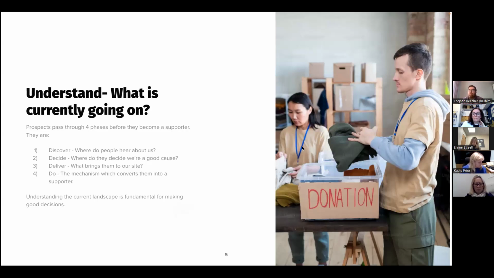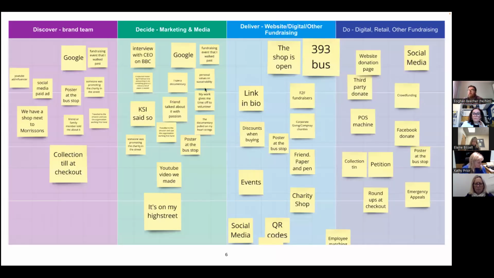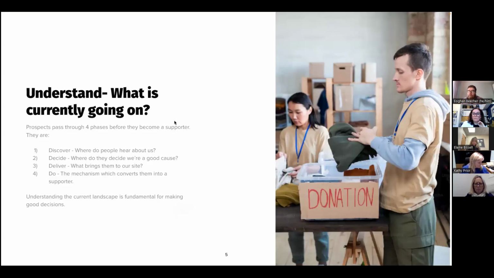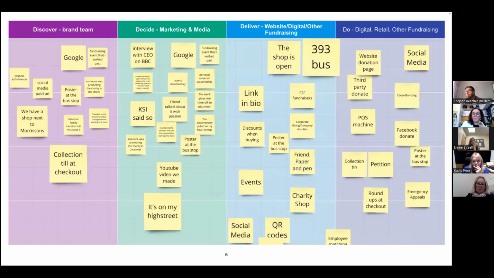And it's really important for organizations to undergo those journeys so that they can get an understanding of not just what they want to happen with a supporter, but also what is actually happening with a supporter as well. This one that I jumped onto is an exercise that I've done directly with a medical research charity that's based in the southeast.